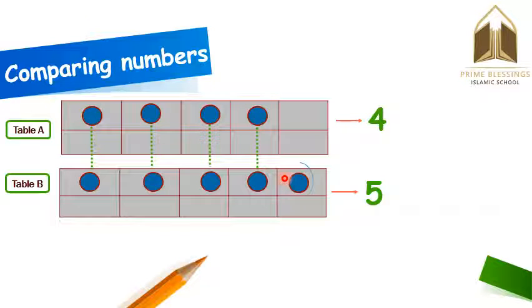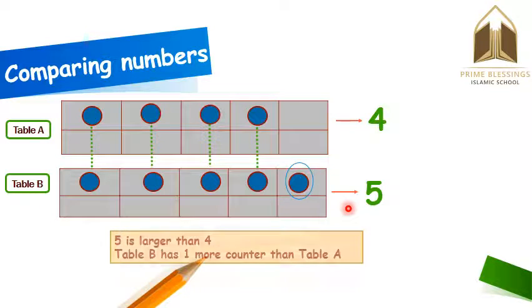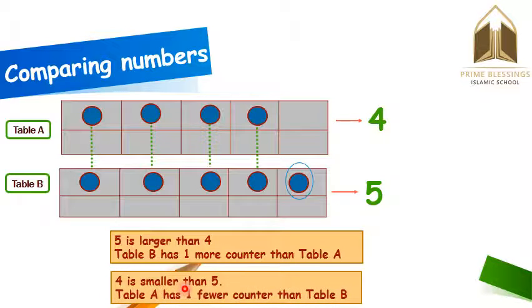And you see there is 1 left in table B to match because there is no counter on table A now. So table B has how many counters? 5 counters, and table B has 1 more counter than table A. Okay, and table A has 4 counters, so table A has 1 fewer counter than table B.